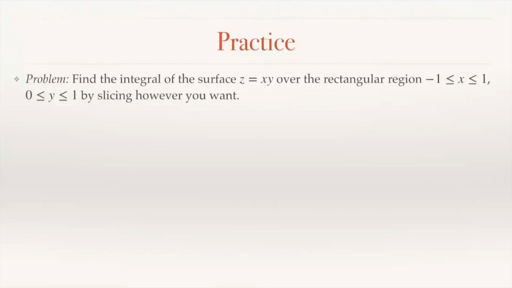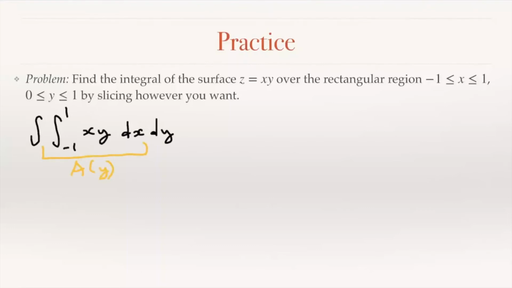Before we see geometrically why that's true, let's do this. From the previous two examples, maybe we can see at this point that if we slice, say, dx dy, this would be our A of y. And at a given fixed y, x moves between -1 and 1. We're doing this to the function z equals xy. And then we integrate those slices dy from y equals 0 to 1.